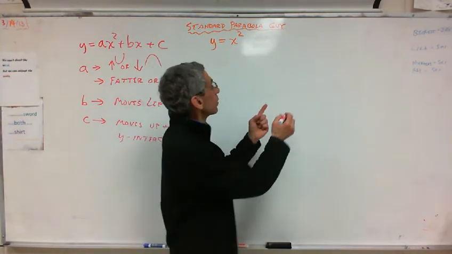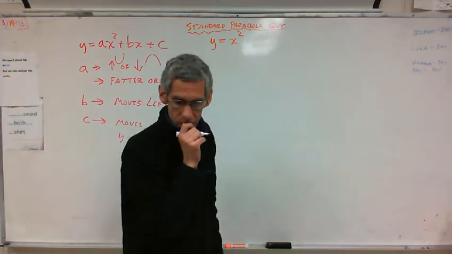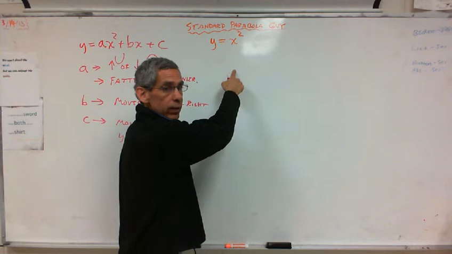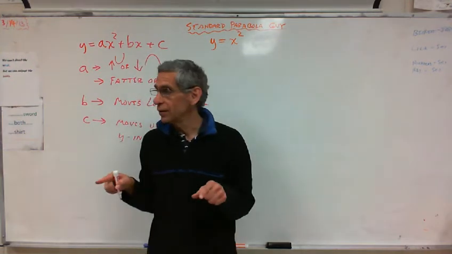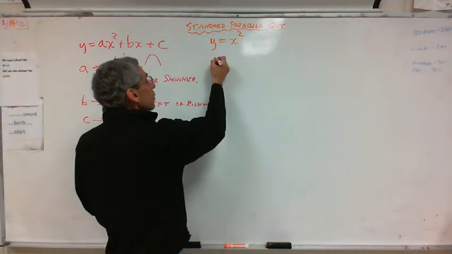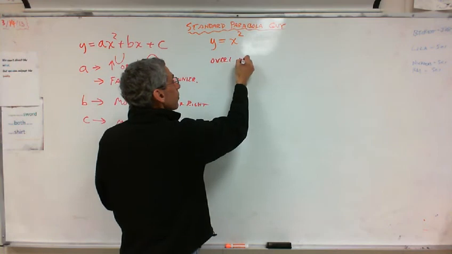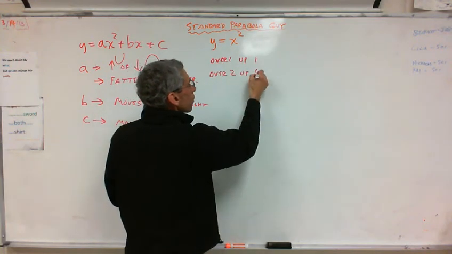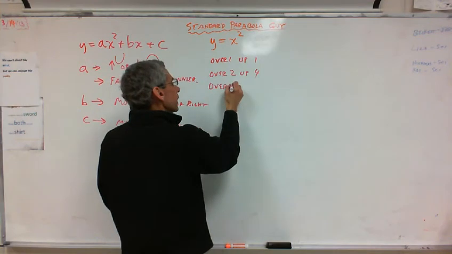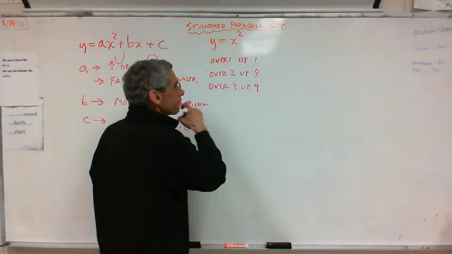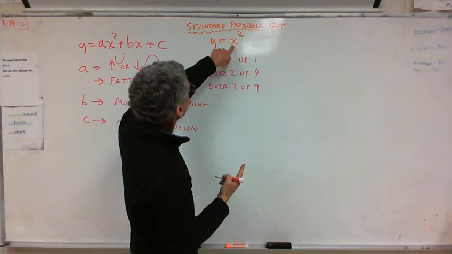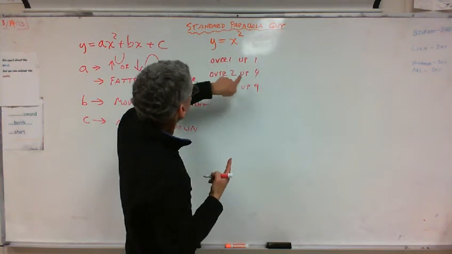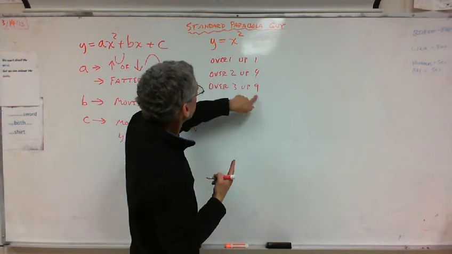Before I go there, y equals x squared is the standard parabola guide, right? You all know how to graph now using the standard parabola guide. It is over 1, up 1, over 2, up 4, over 3, up 9, right? Because we plugged the 1 in and got 1 squared, which is 1. Plug in the 2, we got y is 4. Plug in the 3, we get y is 9.